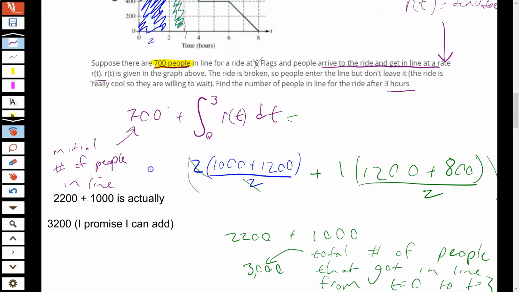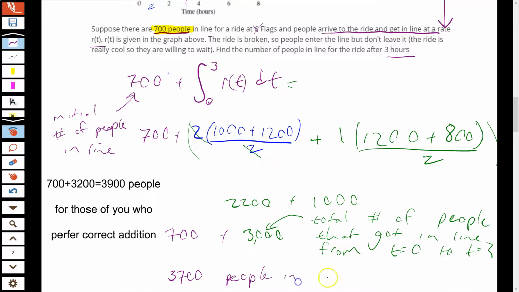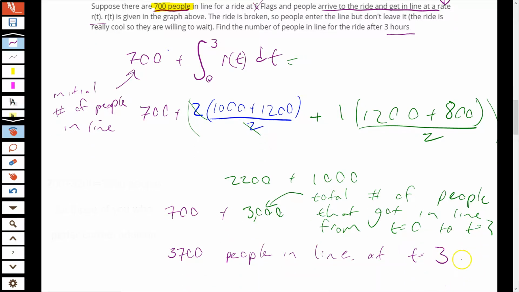Okay, so we want to add 700 to our result, and that's going to get me 3,700 people in line. In line when? At t equals 3. Hopefully they fix this ride soon. Okay.